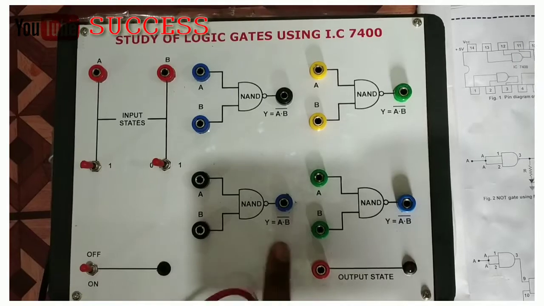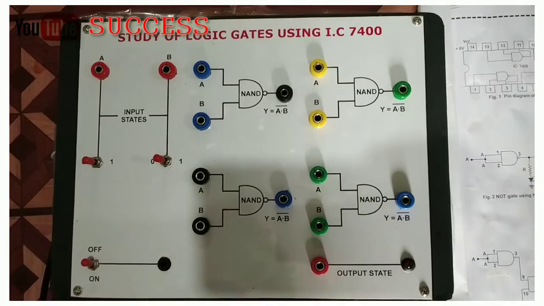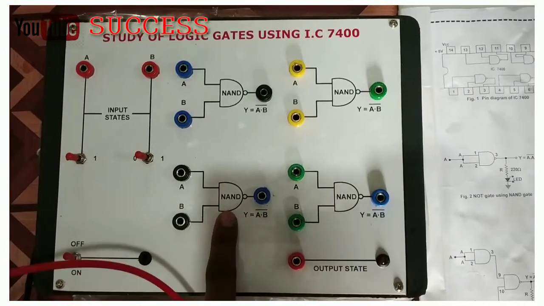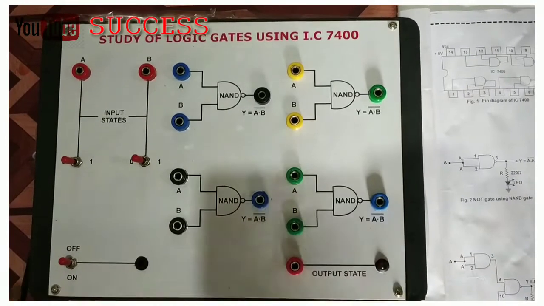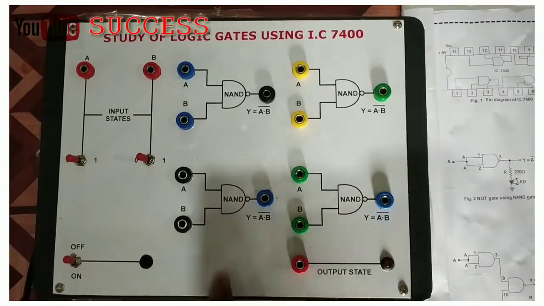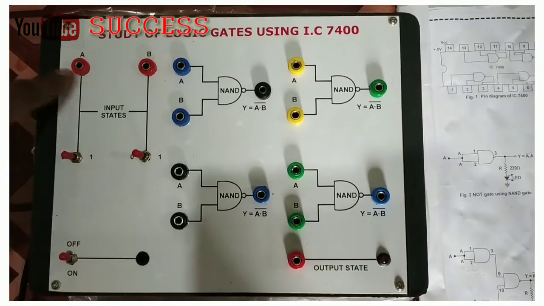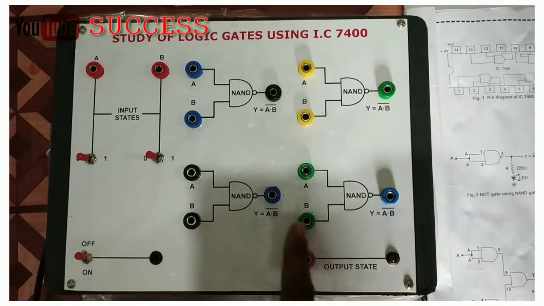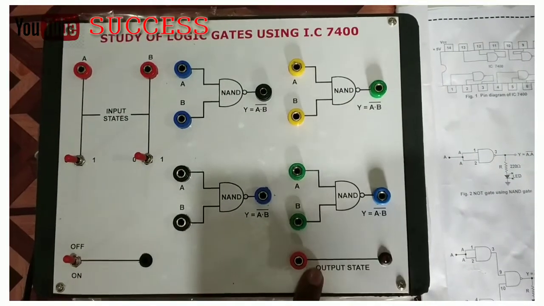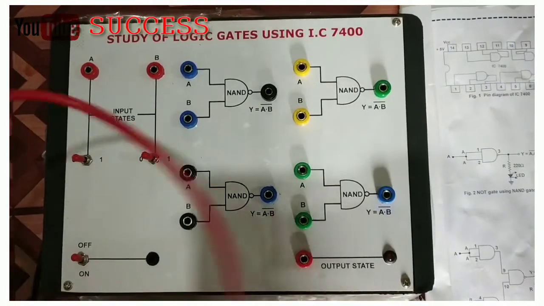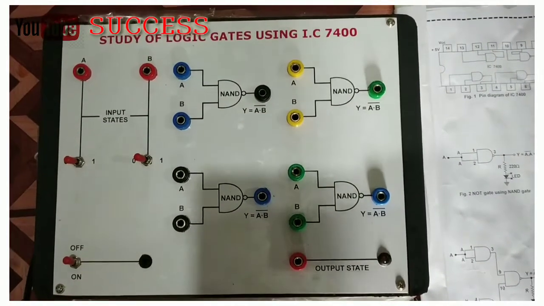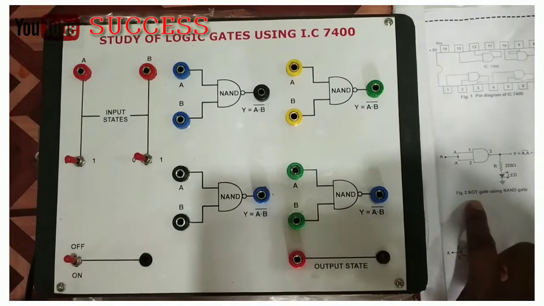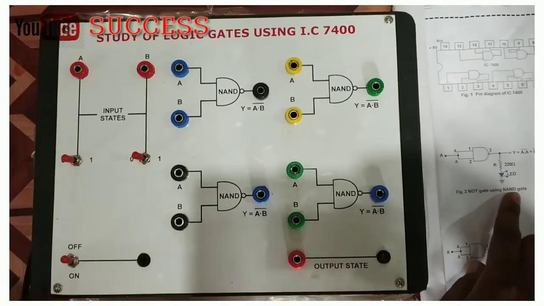This is the experiment to realize the NOT, AND, OR, and XOR gates by using these 4 NAND gates, and verify the truth table of those gates. In this experiment, A and B are the two inputs, there are 4 NAND gates, and here is the output socket. You also have to use the connecting wires.